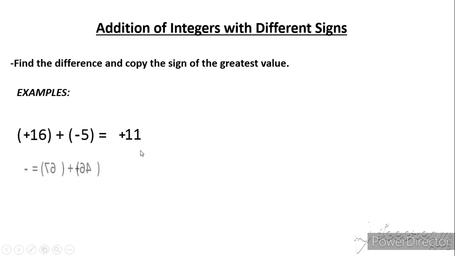So another example: negative 46 plus positive 67. So different sign. So you have to subtract 67 minus 46, that is 21. Then 67 is greater than 46. So copy the sign of 67, which is positive.